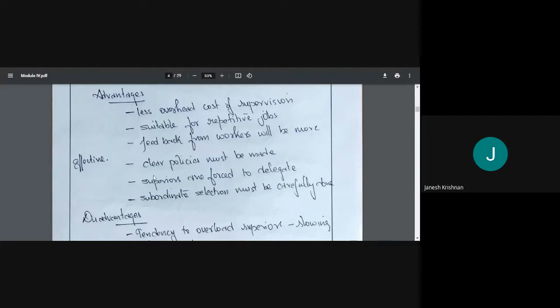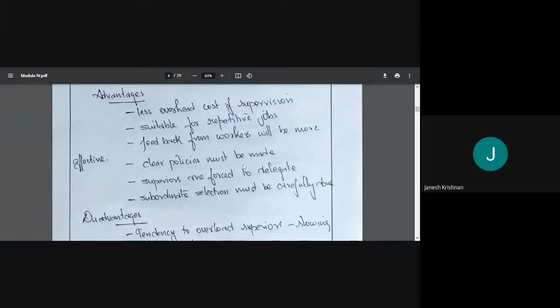Then clear policies must be made. If it is unclear, then again issues will be there. Then we cannot follow wide span of control. If we are going to follow wide span of control, everything should be very clear. The rules, the regulations, the responsibilities, the policies, the procedures, everything should be very clear.